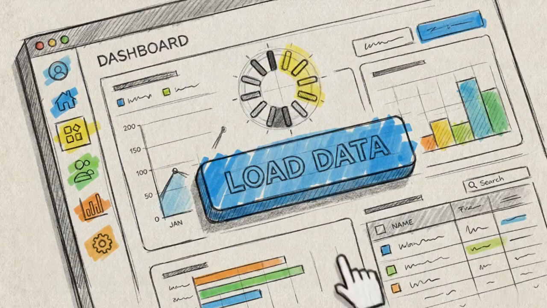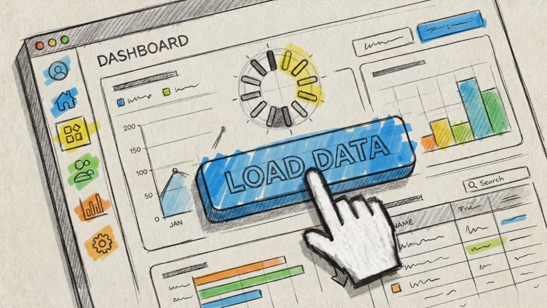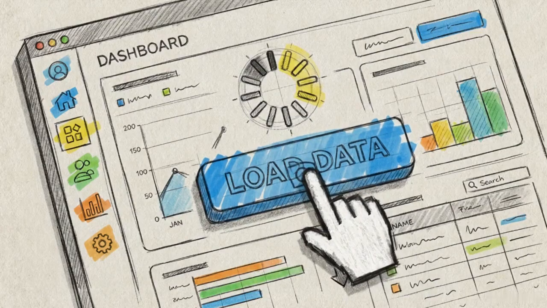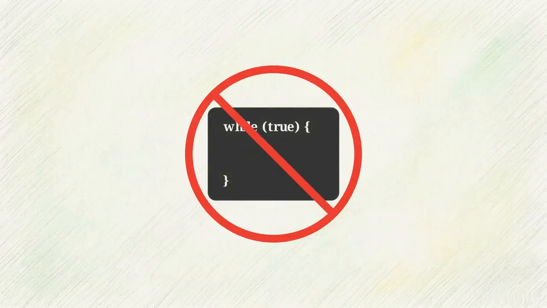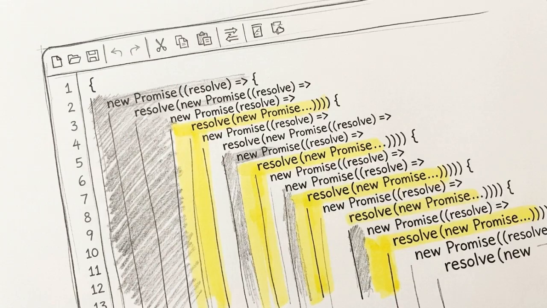You click a button and the entire interface freezes. Scrolling stops working, hover states fail, the application has hit a dead stop. This is rarely the result of a classic infinite while loop. It is often a failure to manage asynchronous scheduling, specifically a recursively chained promise resolving in the background.